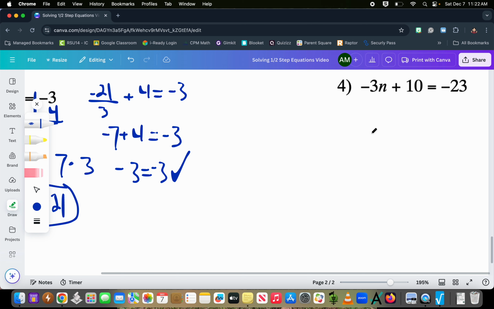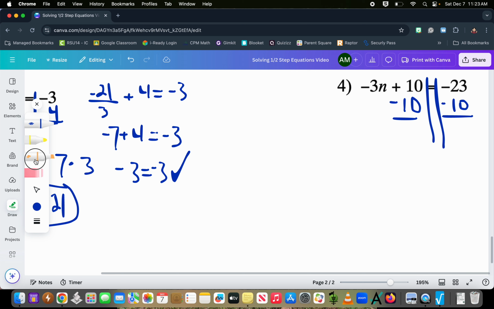Okay, last one right here. So if we look at this, negative 3n plus 10 equals negative 23. So again, opposite or inverse operations. Opposite of adding 10 is subtracting 10. Need to do that to both sides.